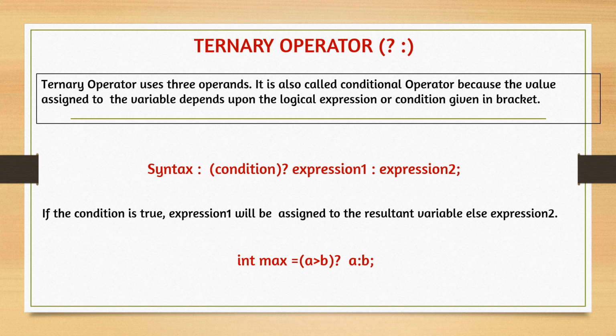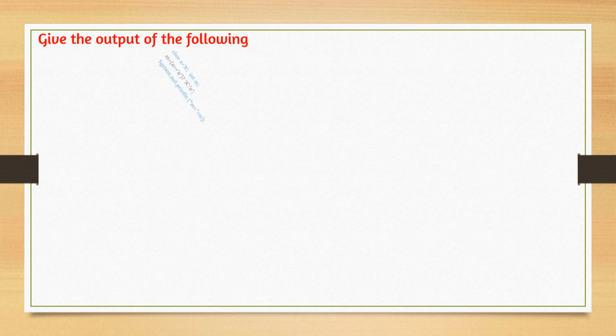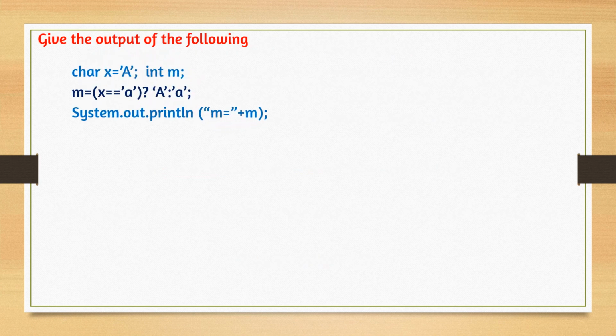Now we can see what type of questions from this topic can come in the board. Here the first question we can see, char x is equal to capital A, int m. M is equal to x double equals small a, capital A and small a. So here we are checking whether the value of x is small a or not. X is capital A, case difference is there. Java is case sensitive, so the answer is wrong.